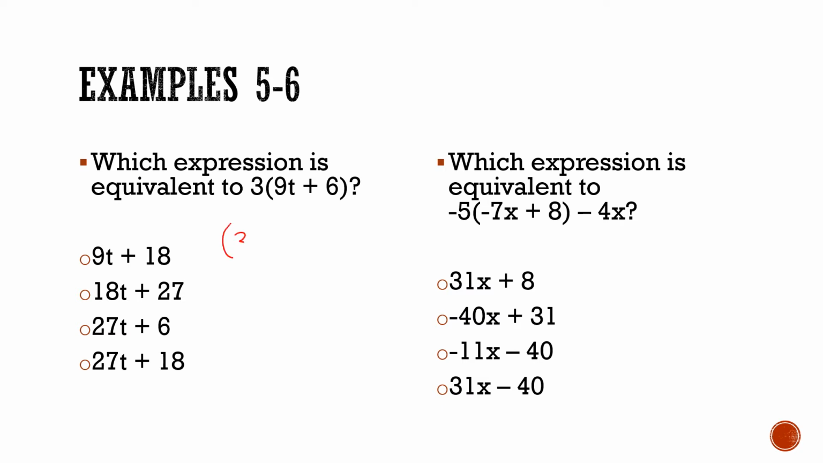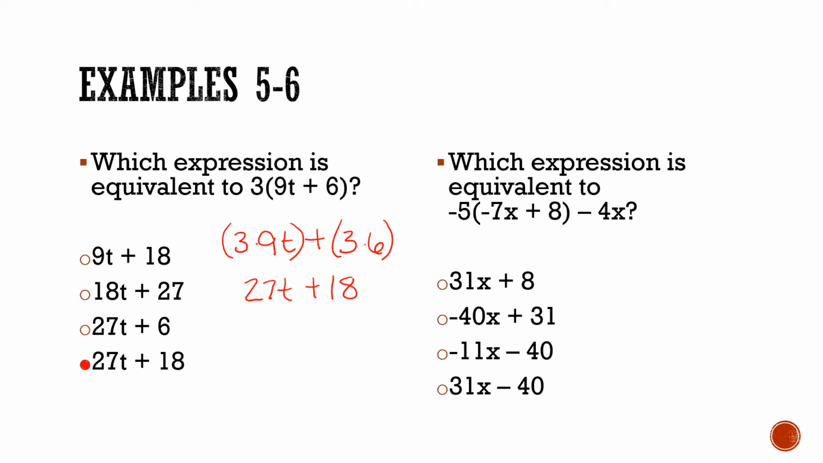So we have 3 times 9t, because we have to distribute that 3, plus 3 times 6. 3 times 9t is 27t, plus 3 times 6 is 18. So 27t plus 18. So that is answer choice D.